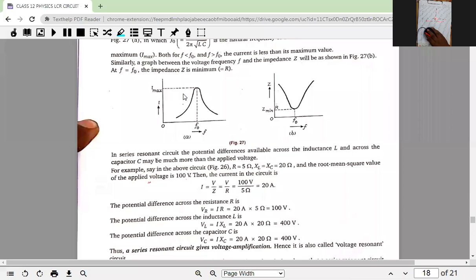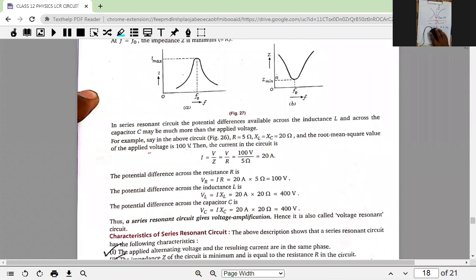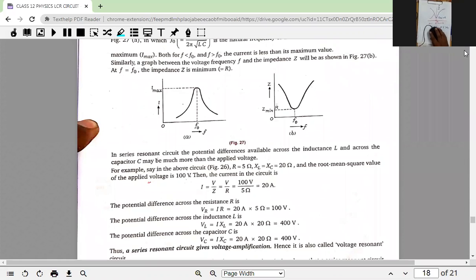In case of the series resonant circuit, electrical resonance takes place when XL equals XC, both the reactances are equal, or the frequency of applied AC EMF is equal to the natural frequency of the LCR circuit. You can see here.